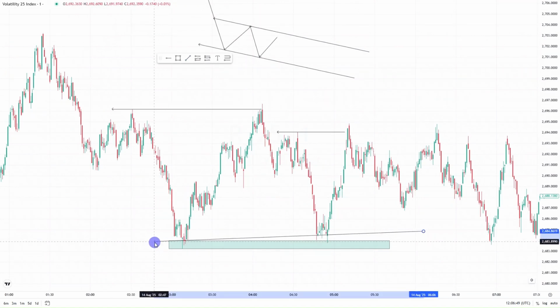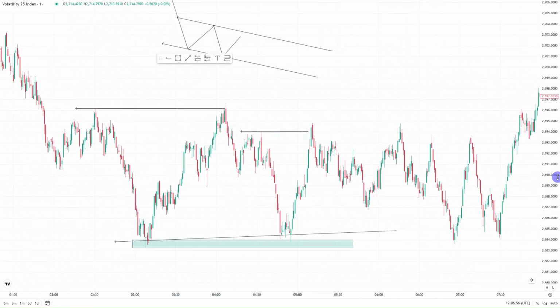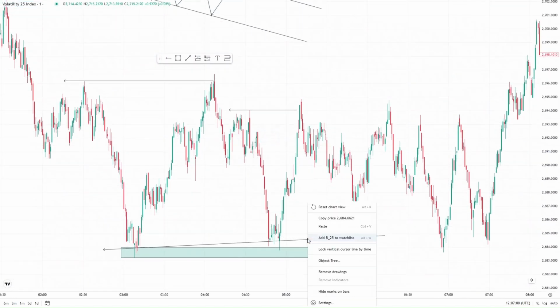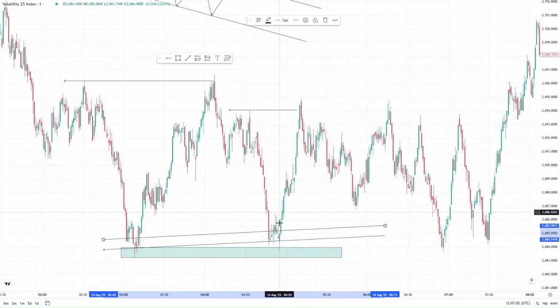Can never be too sure with these things. So you have to draw it. You have to be able to get used to drawing things and seeing them for what they are.